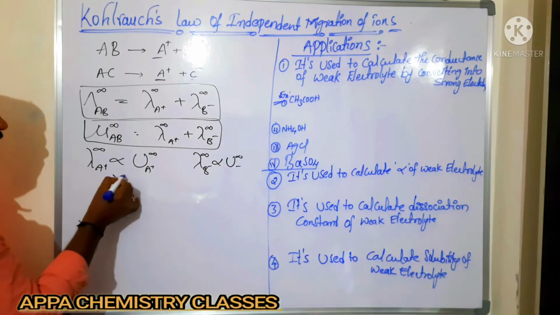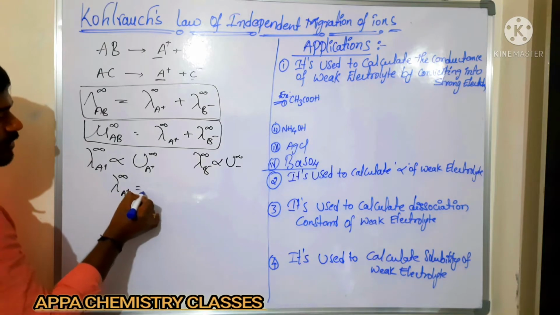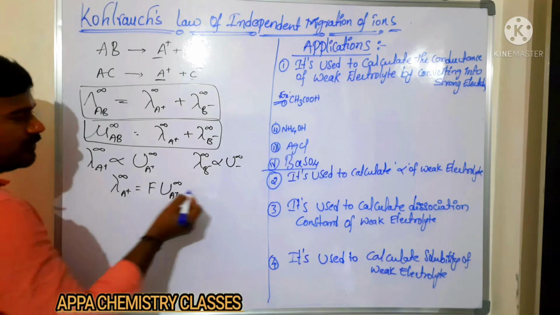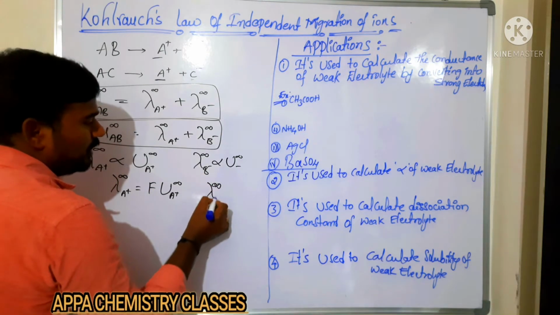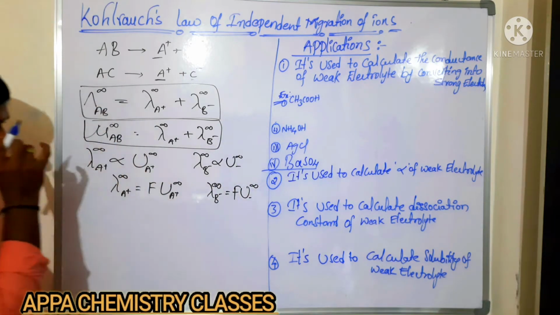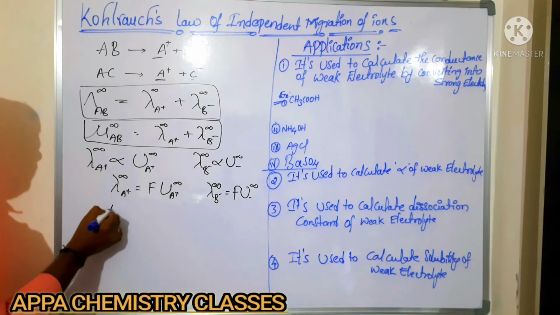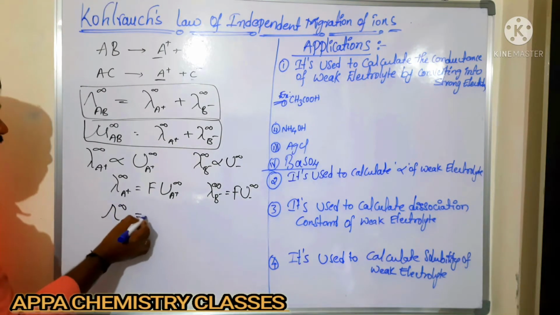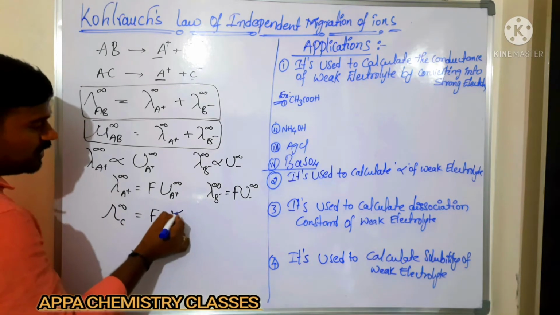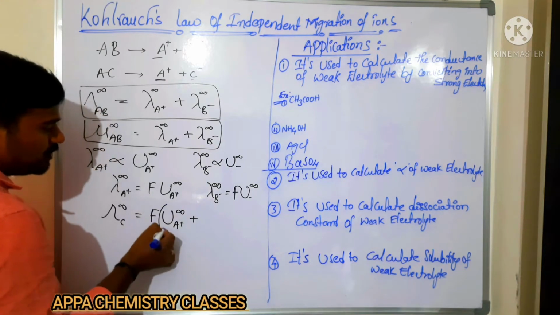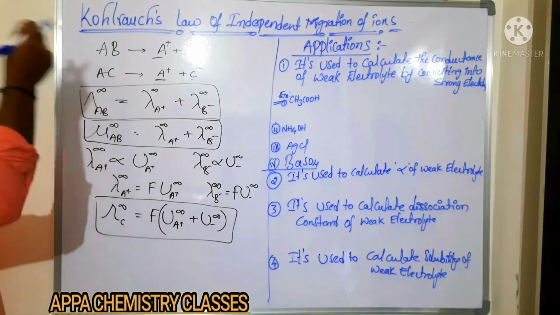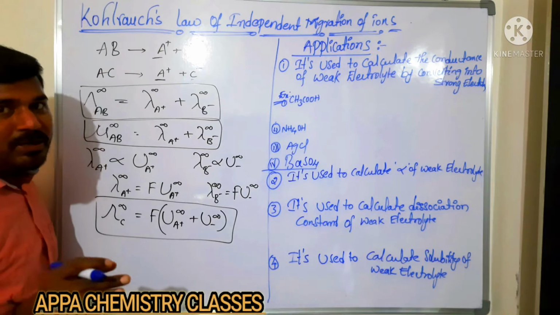If you remove the proportionality constant, then what happens? It is equal to F into U plus, the ionic conductance of cation. At infinite dilution, the ionic conductance of anion is equal to F into U minus at infinite dilution. You substitute these two values. Then the limiting equivalent conductance is equal to the sum of the conductance of cation and anion. So F you take as common, and we get this one. So it is called Kohlrausch's law of independent migration of ions.